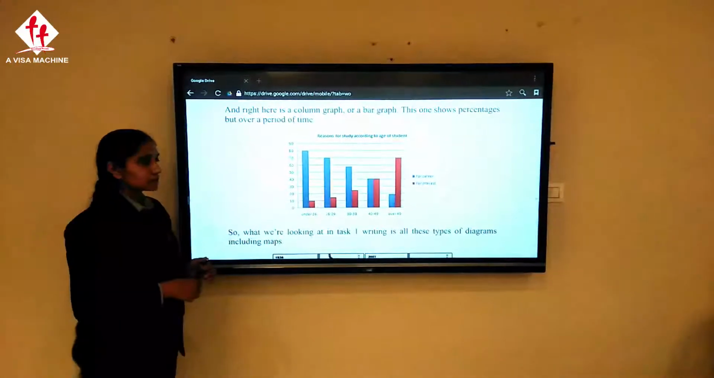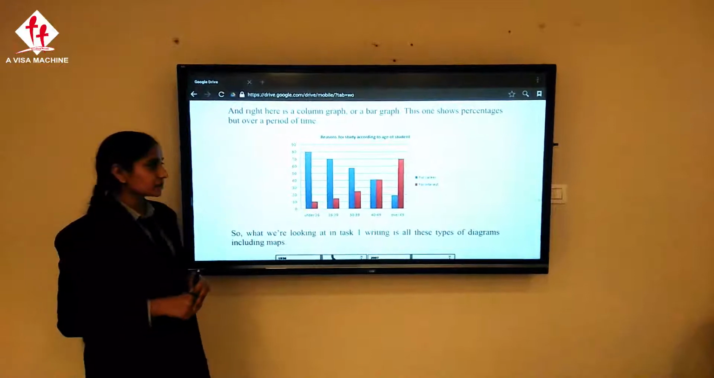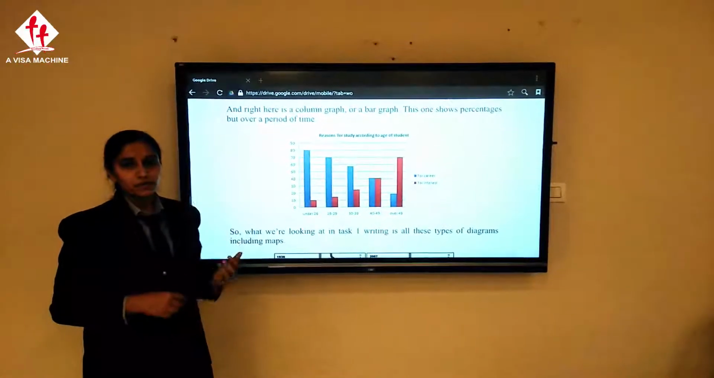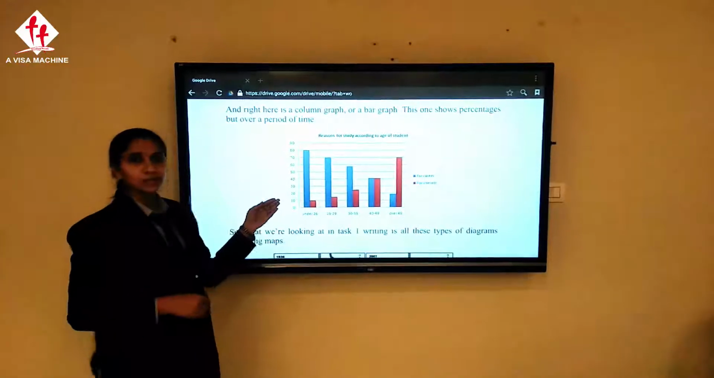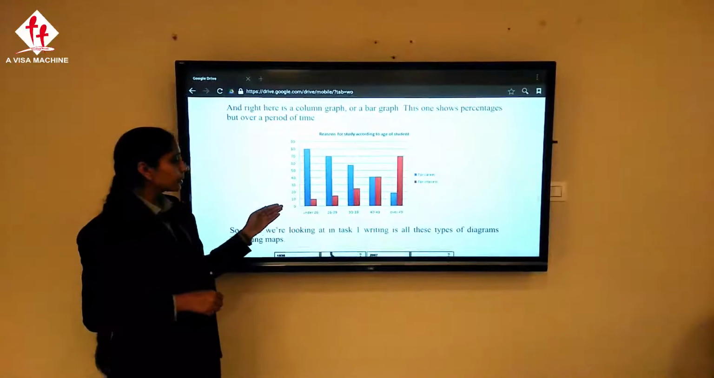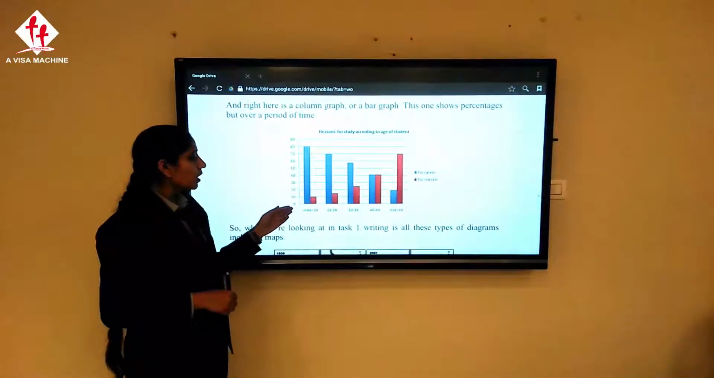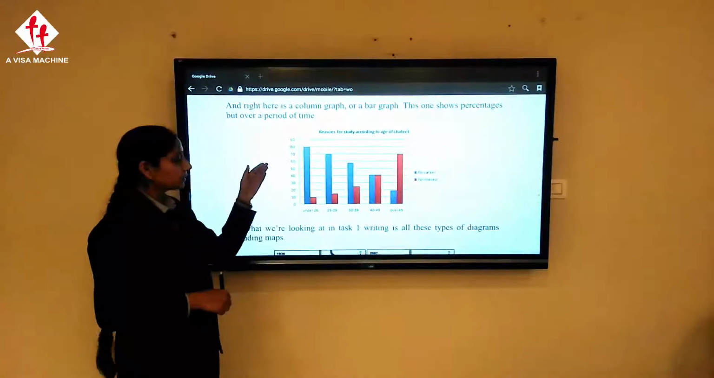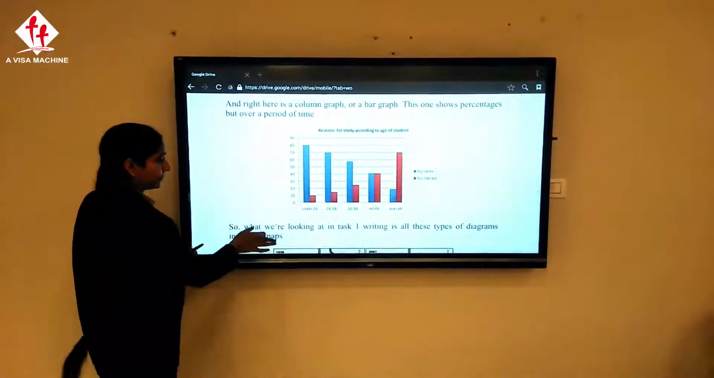Next one, this is another type of diagram that is known as a bar graph. In a bar graph, there can be a horizontal bar graph, but this one is a vertical bar graph. We have to again include the information according to the data that is given horizontally and the data that is given vertically.